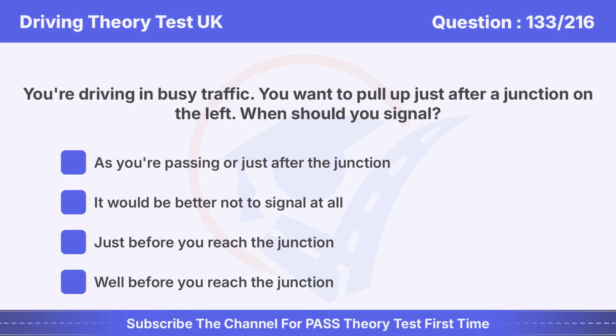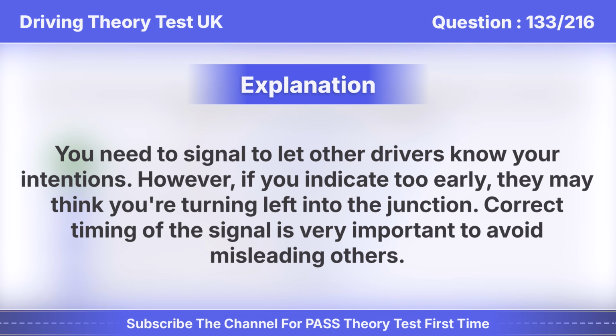Question 133. You're driving in busy traffic. You want to pull up just after a junction on the left. When should you signal? Answer is A. As you're passing or just after the junction. You need to signal to let other drivers know your intentions. However, if you indicate too early, they may think you're turning left into the junction. Correct timing of the signal is very important to avoid misleading others.